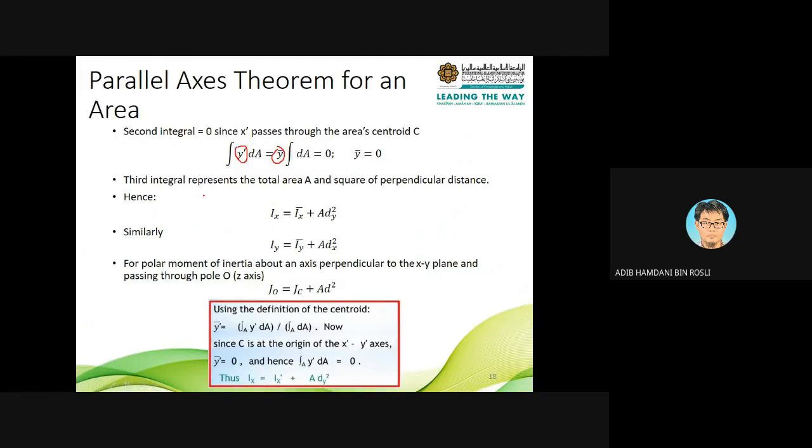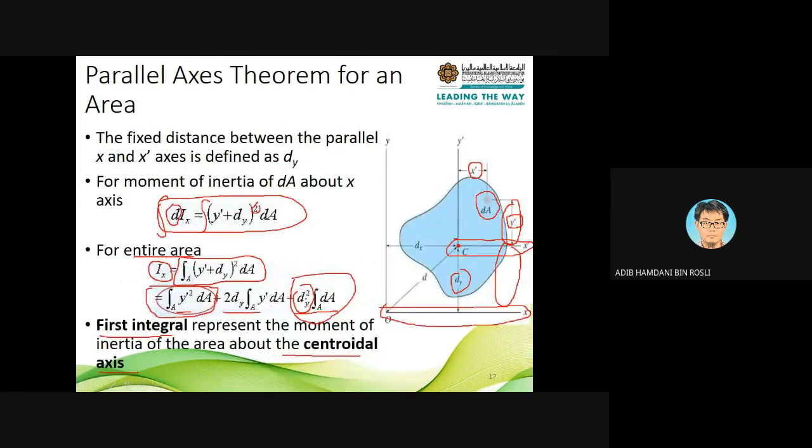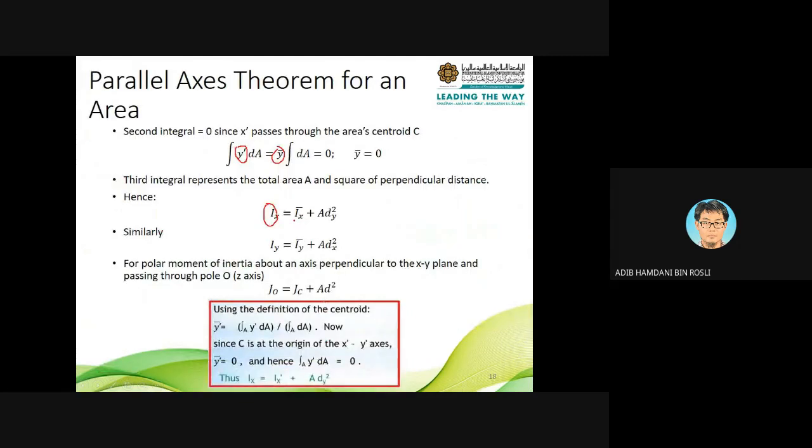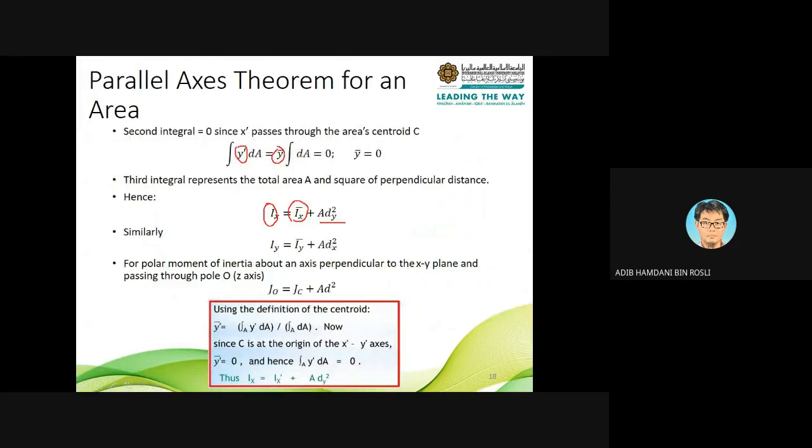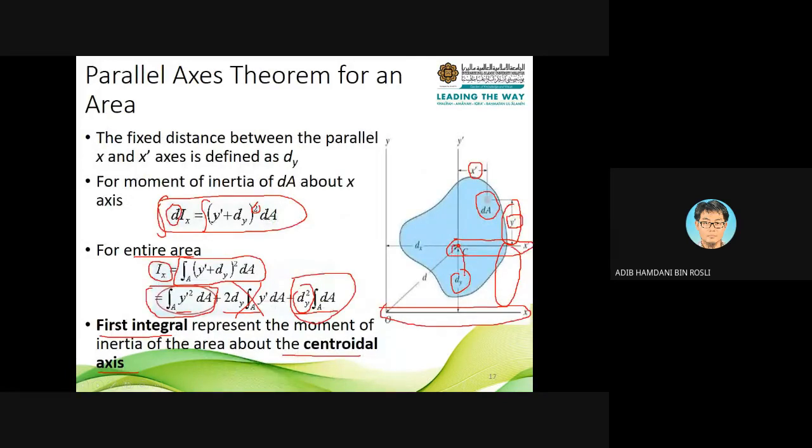And the third integral is the total area times the square of the distance: the integration of dA times the perpendicular distance dy squared. Hence there is no second term, so you just have the first and third terms. So your Ix is now expressed as Ix prime plus A dy squared. Ix prime is the moment of inertia about its own x central axis. A is the total area, and dy is the distance from its centroid to the x-axis.